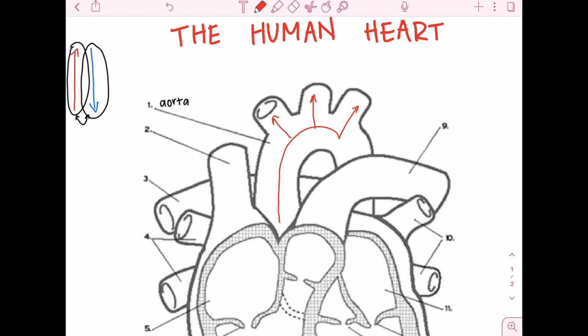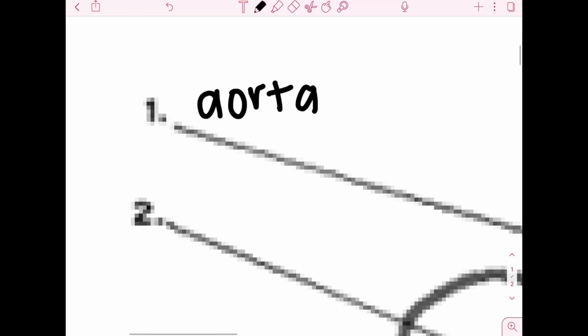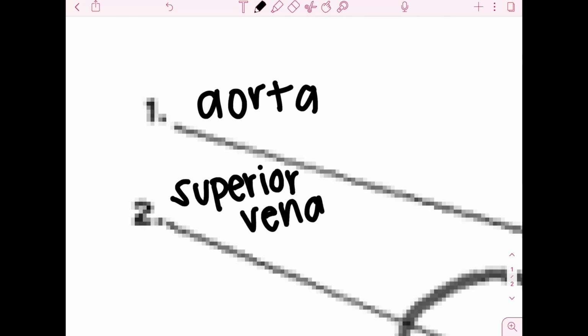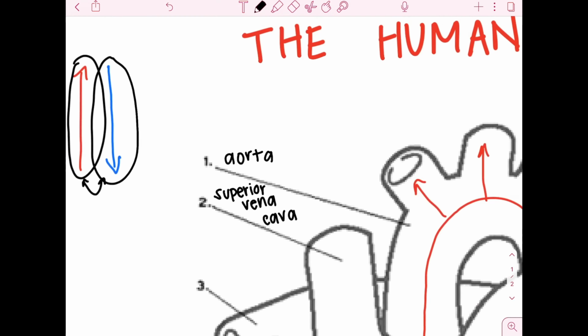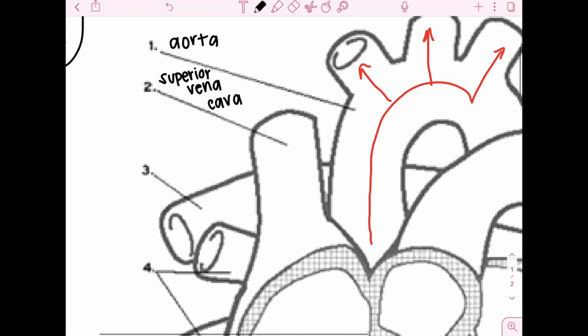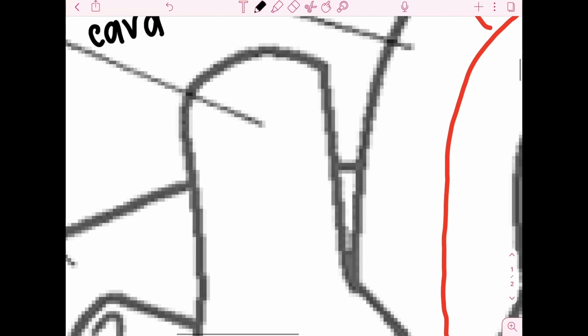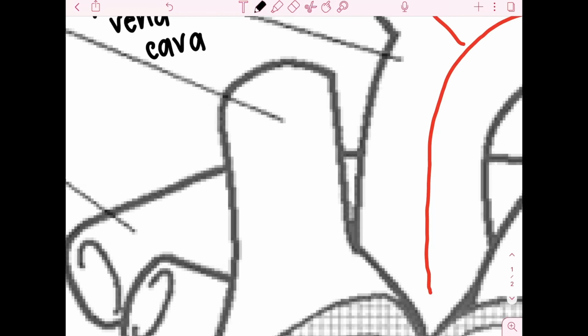Second, we have the superior vena cava. I'm also going to write that down as number 2. Superior vena cava. Now, the superior vena cava is this tube-looking thing, and it's a vein that brings deoxygenated blood to your heart in order for the blood to be able to reoxygenate.